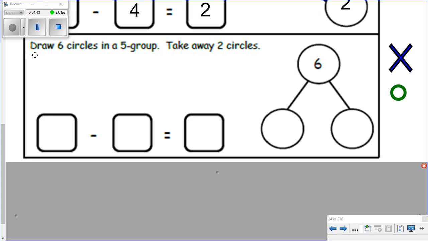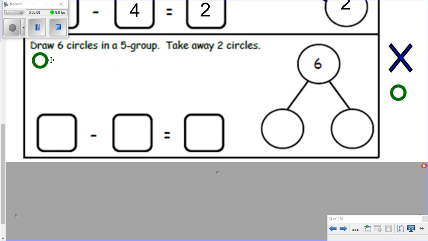So this one is with drawing. Draw 6 circles in a 5 group. Take away 2 circles. A 5 group just means that when we draw the circles, we want 5 in a line, and then if we still need more, we will start a new line. So we need to draw 6 circles in a 5 group. So I have my circles right here.